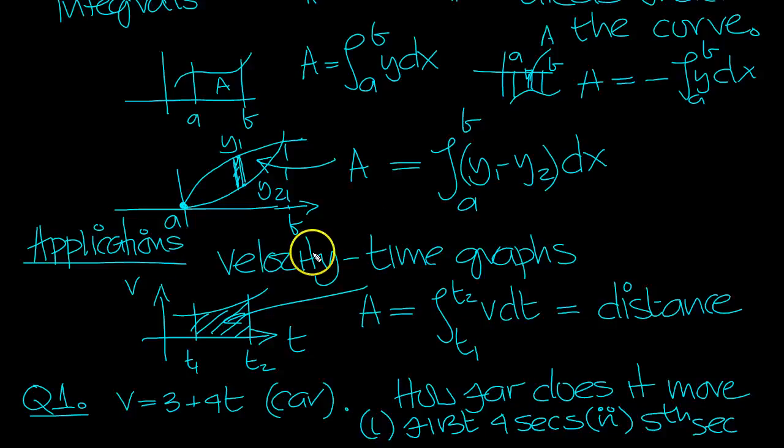Right, we've got the applications to velocity time graphs here in this next example. Here's a velocity plotted against the time. We've just drawn it as a curve. So what does the area correspond to? Well, it's the definite integral between t1 and t2, isn't it, of v dt, and we're claiming it's distance.